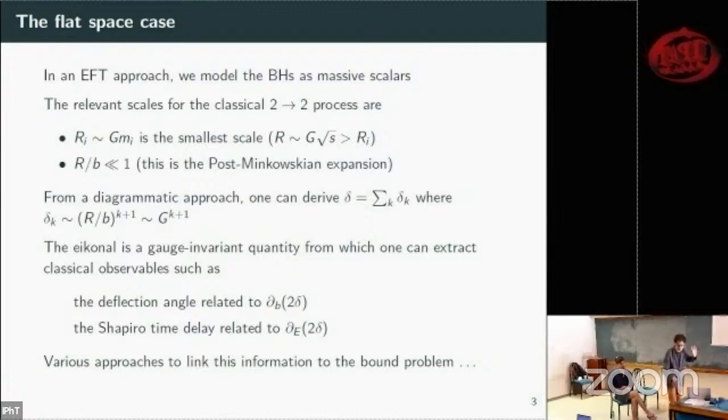There is a lot of interest and development, even among numerical relativity people. Frans Pretorius is interested in this high energy limit.